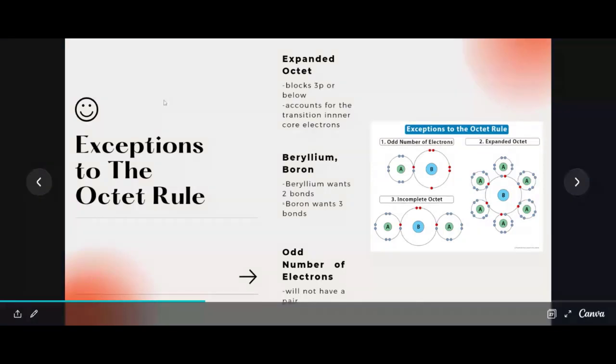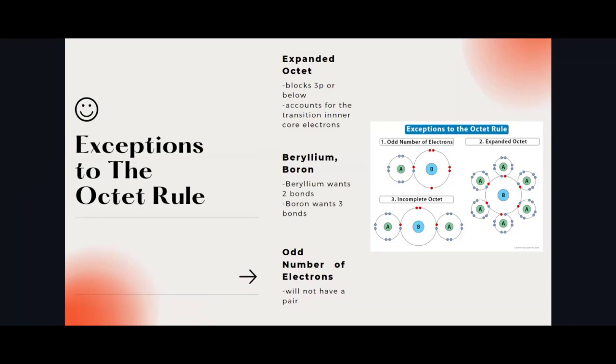So here are some exceptions to the octet rule. First, you have the expanded octet, and you find this in period 3 and below. The reason we have the expanded octet is that below that we have the transition metals, and those have inner core electrons that we have to account for. Notable exceptions are beryllium and boron, where instead of the usual octet, beryllium just wants 2 bonds and boron wants 3 bonds. A good way to remember is that beryllium is in group 2, so you draw 2 dashes on it, and boron is in group 3, so you draw 3 dashes on it.